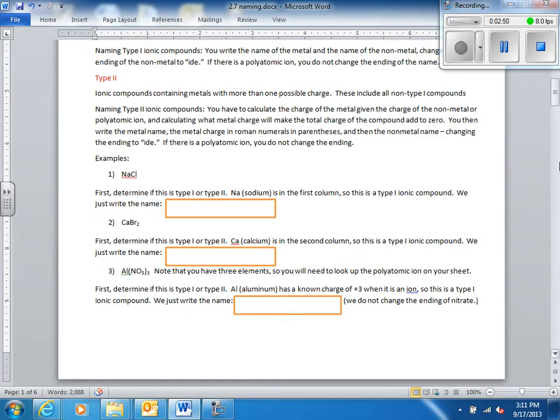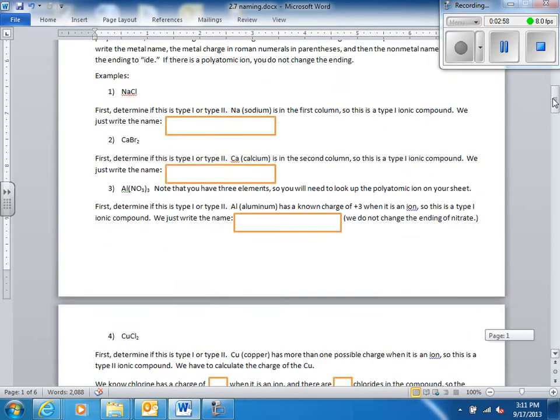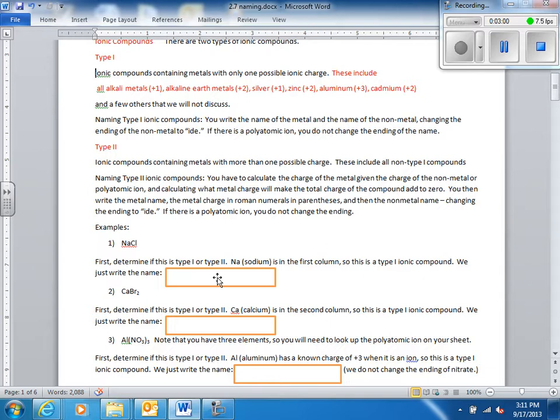So Na, we look at our periodic table, and we see Na. We know the charge automatically. We just write the name. If you know the charge, you don't have to do anything special. These are really easy. And if you can figure out what it is, go ahead and write it. Otherwise, here you go. Just sodium, no Roman numerals, and chlorine becomes chloride.